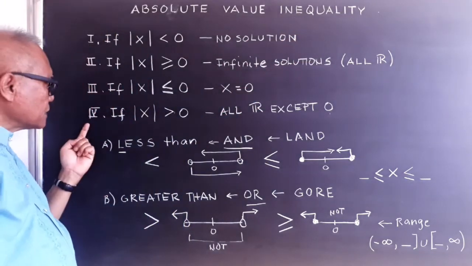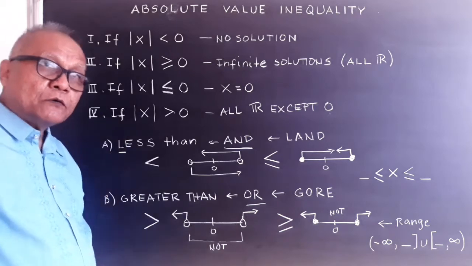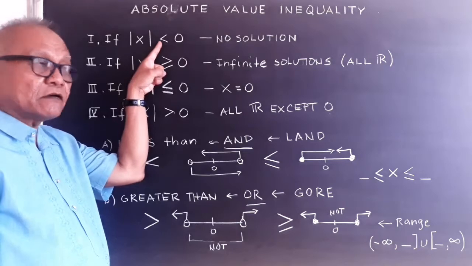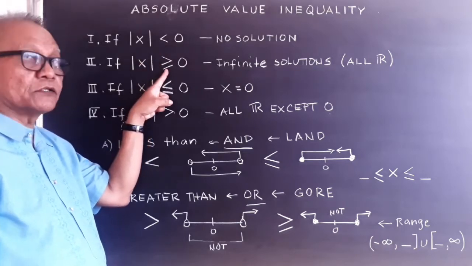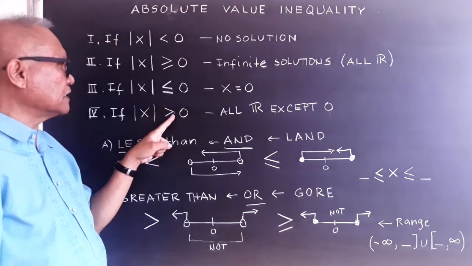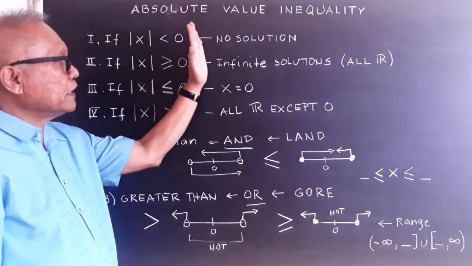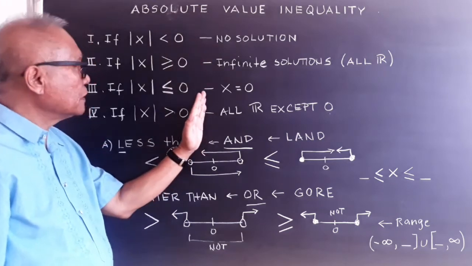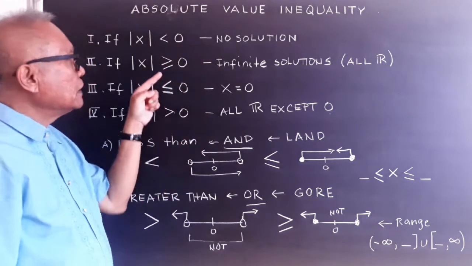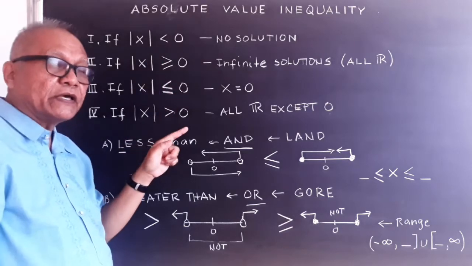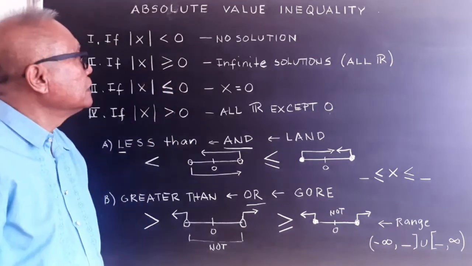There are 4 cases: if our absolute function is less than 0, greater than or equal to 0, less than or equal to 0, and then greater than 0, we have here the solutions. What will be our solutions here? This one is true only if this one is 0. If we have a number here, then it will be different.